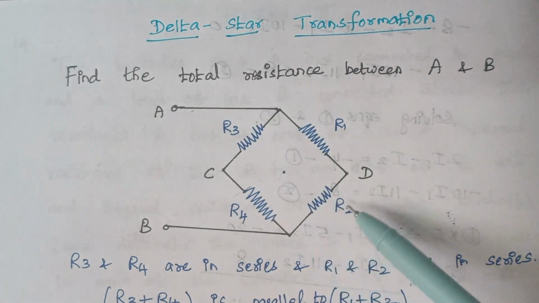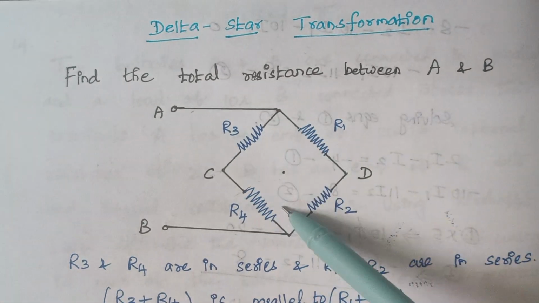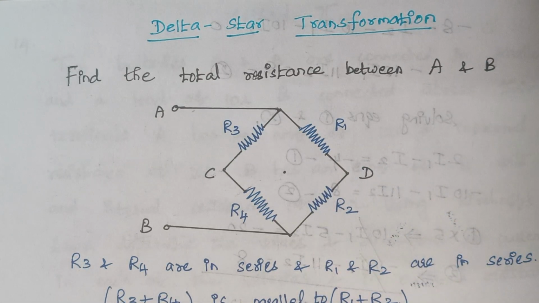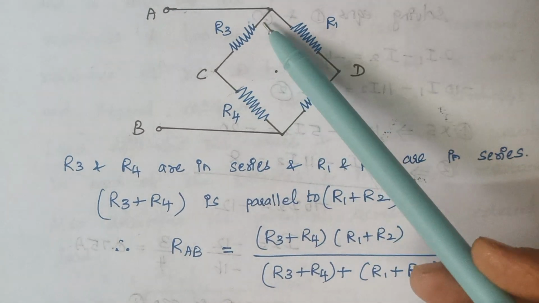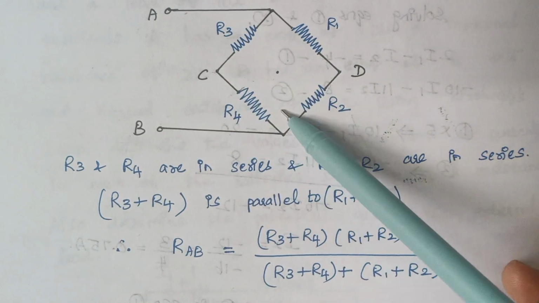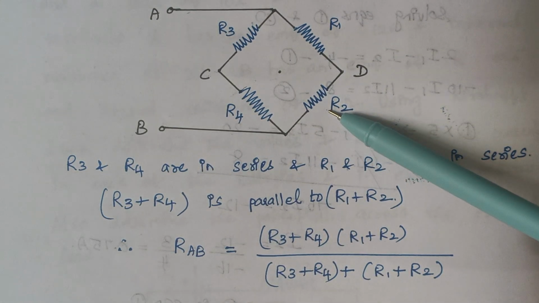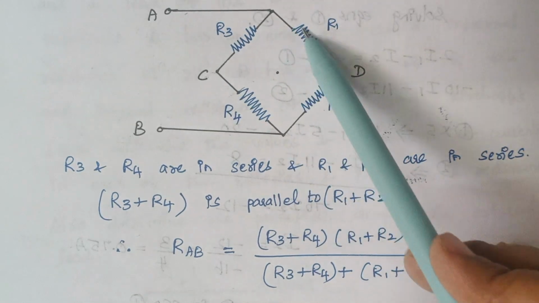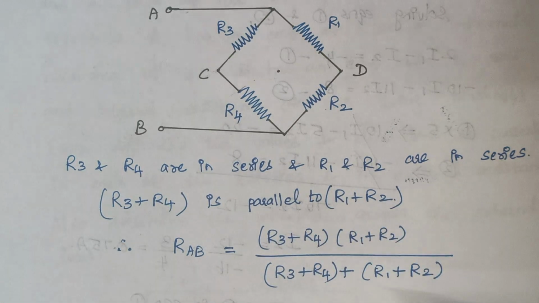Totally here we are having 4 resistors, right? Among these 4 resistors, these two are in series, these two are in series, and that combination comes in parallel. So finding the total resistance is quite easy. Therefore, the resistance in this path is R3 plus R4 and the resistance in this path is R1 plus R2. These two combinations are in parallel, so we can use the formula R1 into R2 divided by R1 plus R2.